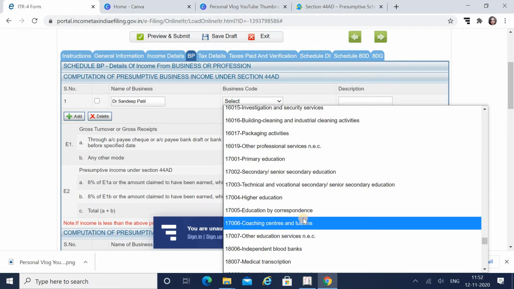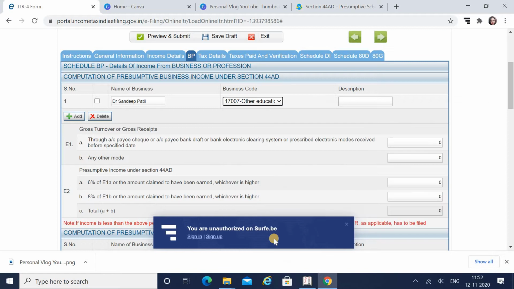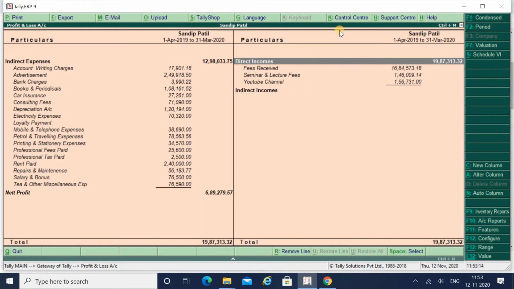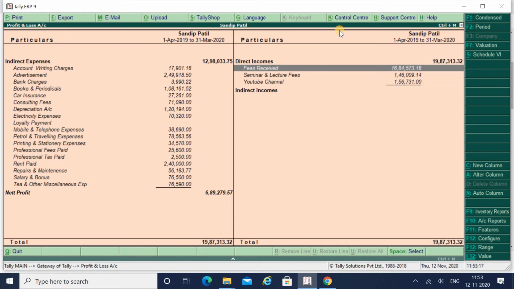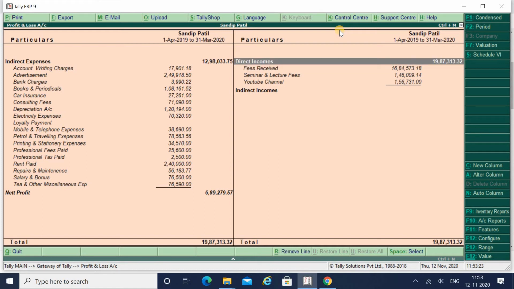They are into coaching centers and tuitions, or you can say other education services. Next you have to mention your gross turnover or gross receipts. If you are getting anything through account payee cheque, account payee bank draft or bank electronic clearing system, the digital receipts we saw, you mention them here. For any other mode, if you have cash receipts as well as bank receipts, you enter them here. From this Tally backup I have receipts by cash and digitally by bank, a mixture. So this 19,87,313 I have to mention under other mode.